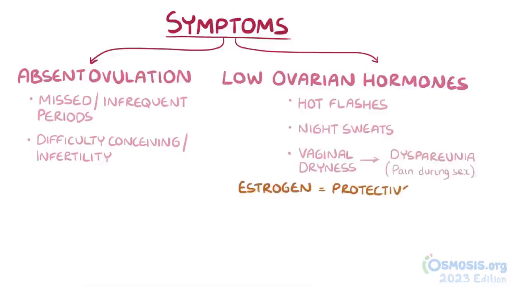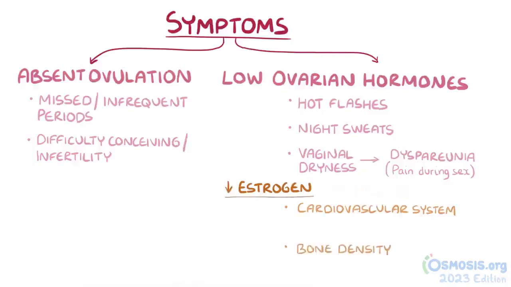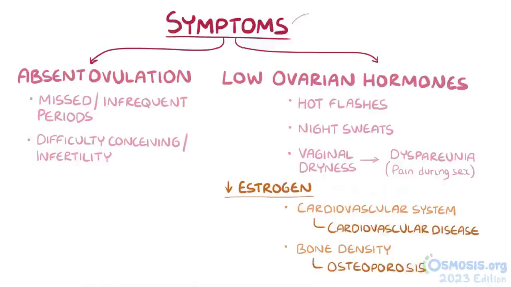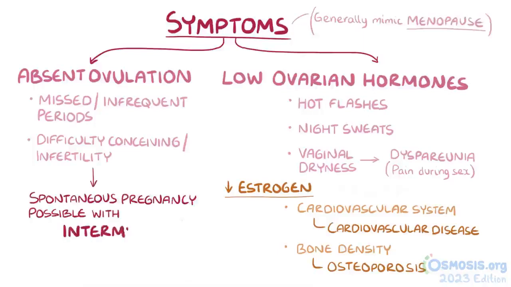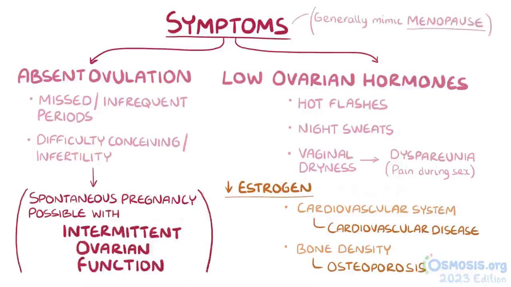Estrogen normally has a protective effect on the cardiovascular system, helping to keep the blood vessel walls flexible to accommodate blood flow, as well as the skeleton, where it helps to sustain bone density. So, low levels of estrogen can also lead to complications like cardiovascular disease and osteoporosis, or decreased bone density. In general, the symptoms mimic natural menopause, but unlike menopause, some women are still able to spontaneously get pregnant because they have intermittent ovarian function.